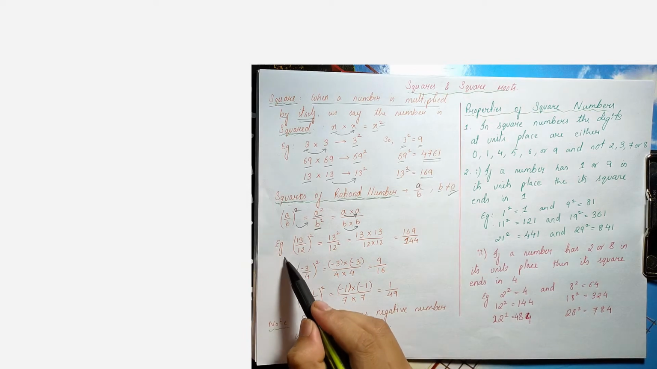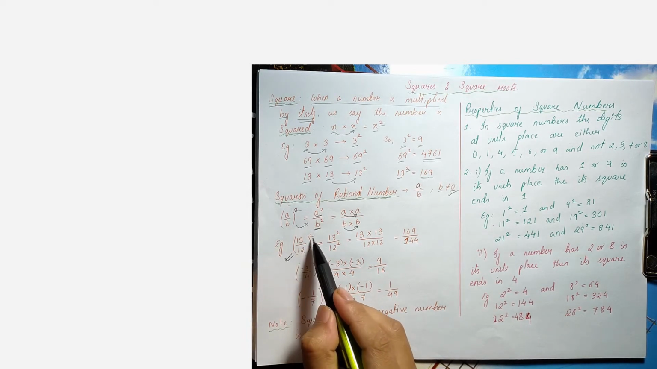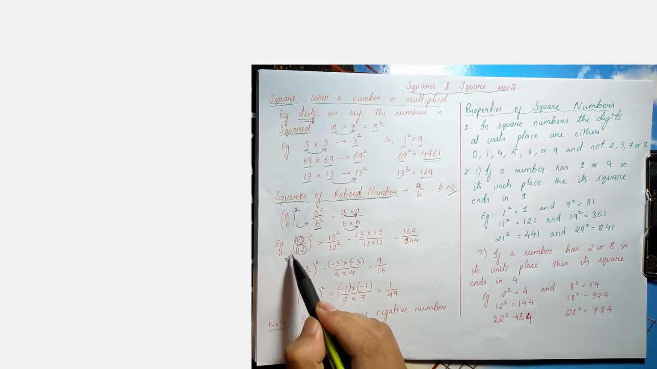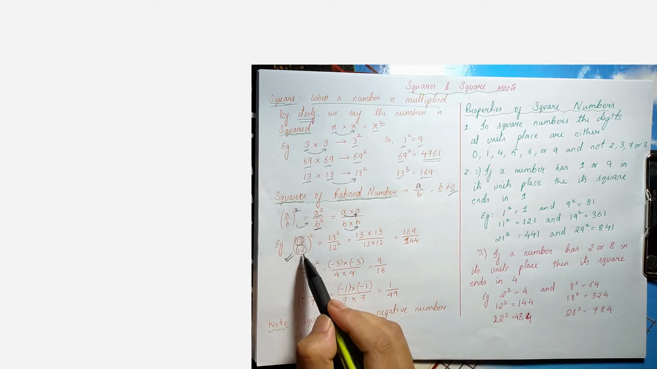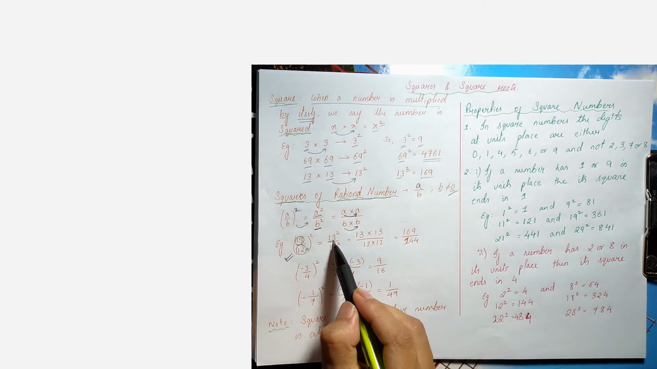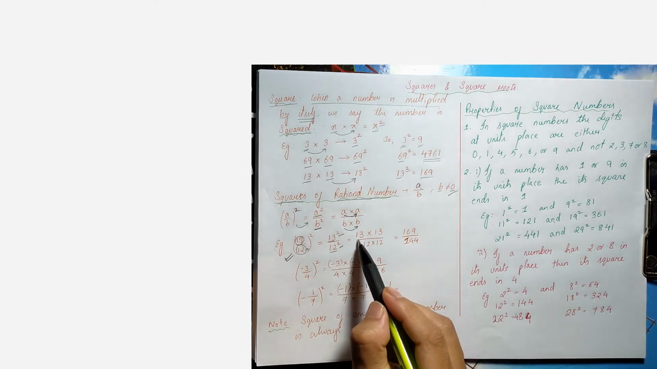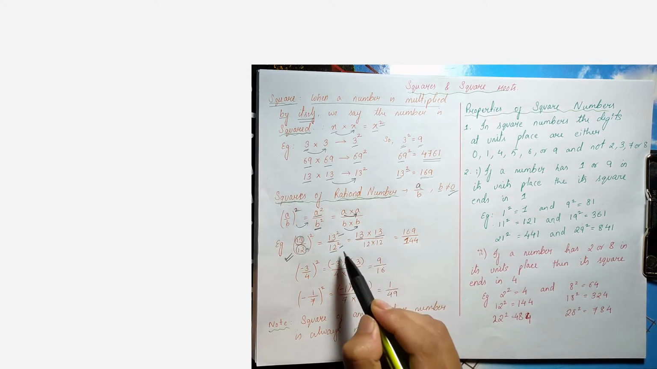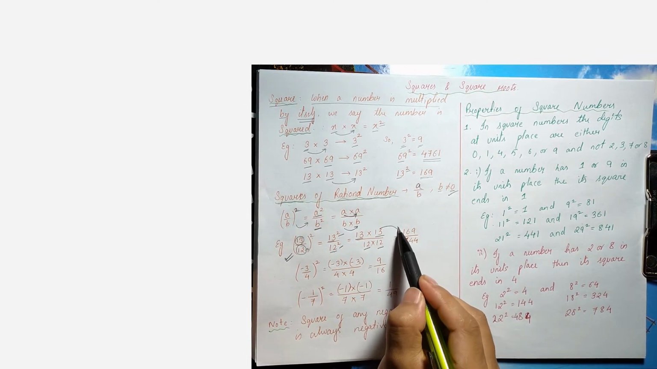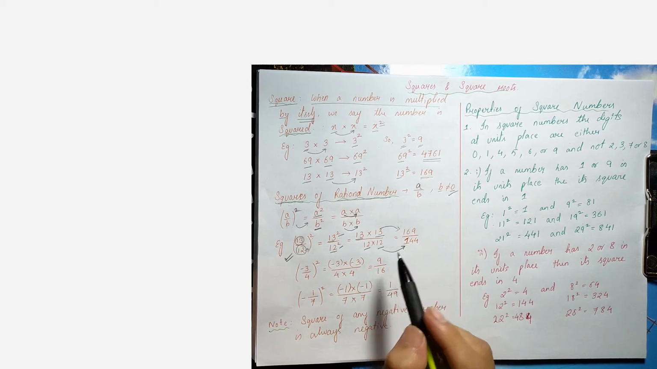Let us discuss some examples. Okay, so let's say we have 13 by 12 squared. So this is a rational number as a and b, that is 13 and 12, are integers and b is not equal to 0. So this would mean 13 square by 12 square. Now we know 13 square means 13 into 13, 12 square means 12 into 12. 13 into 13 is 169, 12 into 12 is 144.